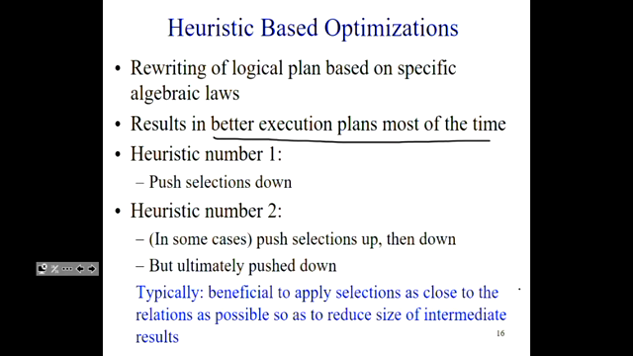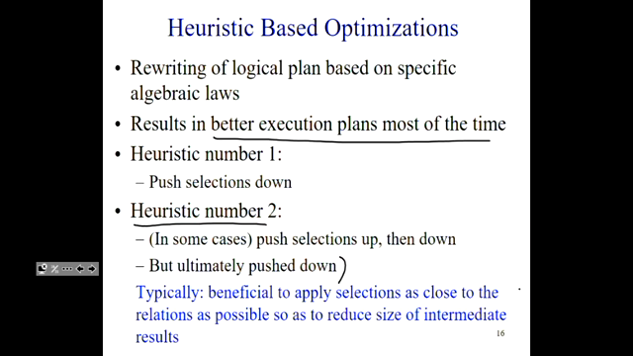So one such heuristic is to simply push selections down, have them apply as close to the relation as possible. A second heuristic is, in some cases, to push selections up and then push them back down. Ultimately, it is still pushed down to have them as close to the relations as possible.